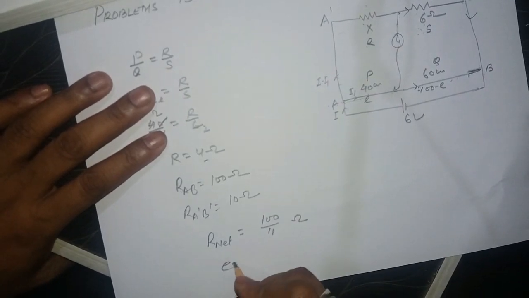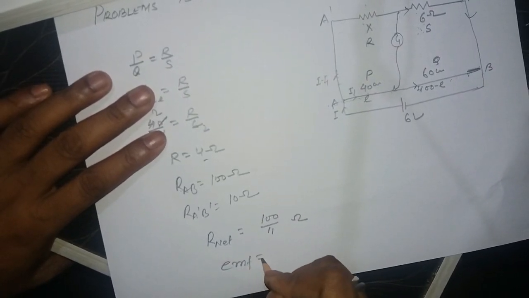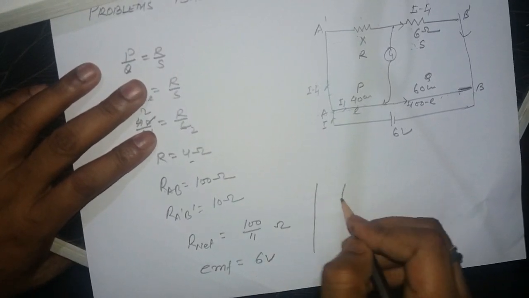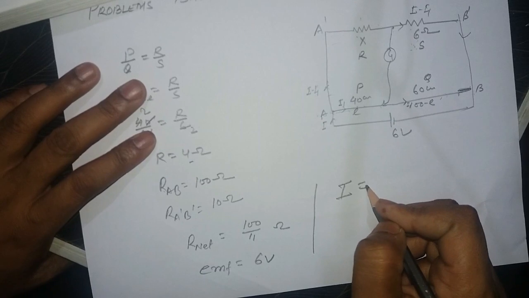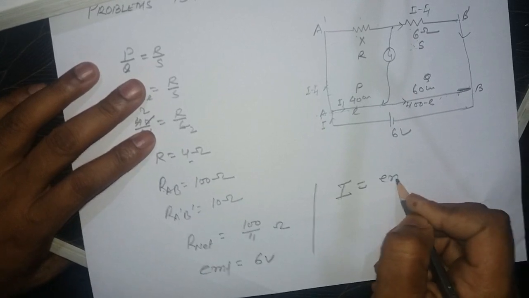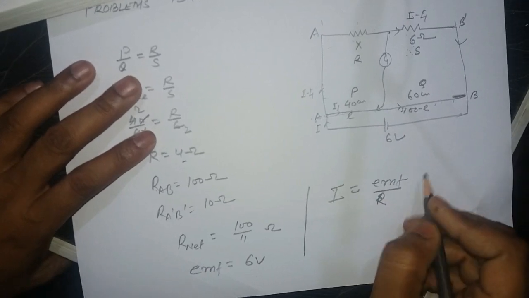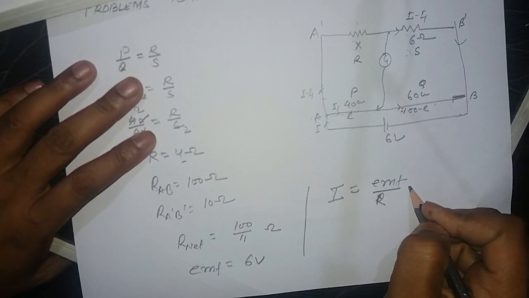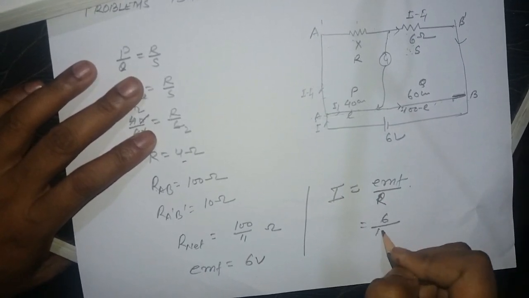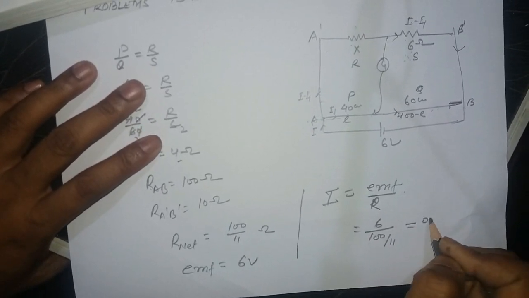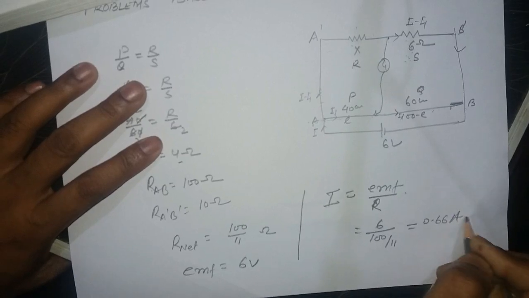EMF of the battery कितना है? This is 6 volt. तो current I equal to EMF upon resistance R net, and this is equal to 6 by 100 upon 11, and this is equal to 0.66 ampere.